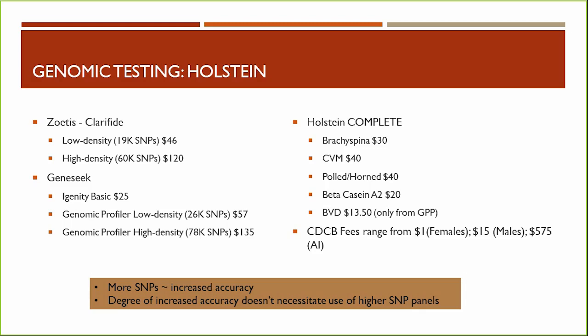So some of the things when you're looking at these different tests, to help you decide which one, there is the number of SNPs, so the more markers. For instance, when you look under Zoetis CLARIFIDE, they have a low density panel that's 19,000 SNPs. They have a high density panel that's 60,000 SNPs. There's a huge price difference there. What that means is generally, the more SNPs, the higher accuracy of predicting that particular trait. So when we were talking about that protein reliability, it would increase the accuracy of predicting that trait.